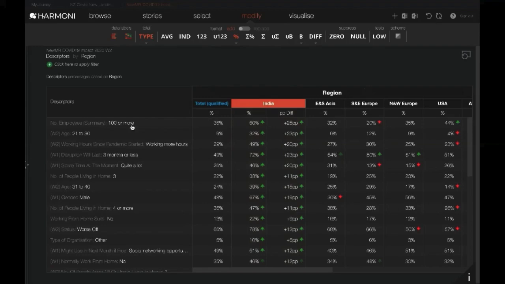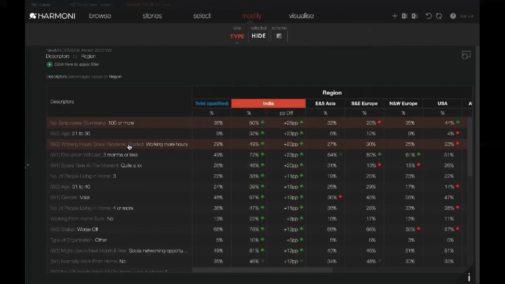What really differentiates them is that they are in big companies, that they are working more hours, and also that they were, back in wave 1, optimistic about the length of the disruption due to the pandemic.